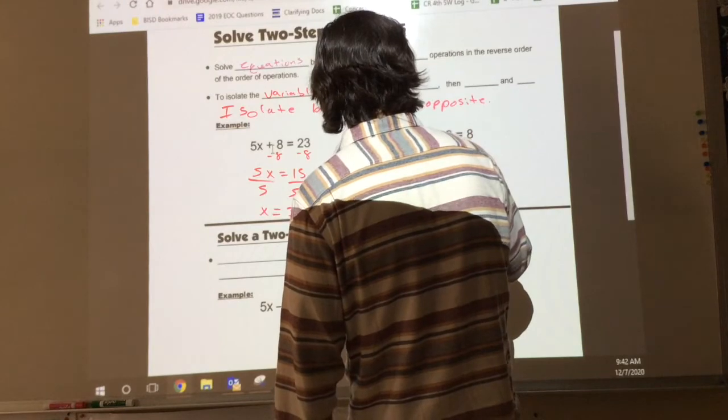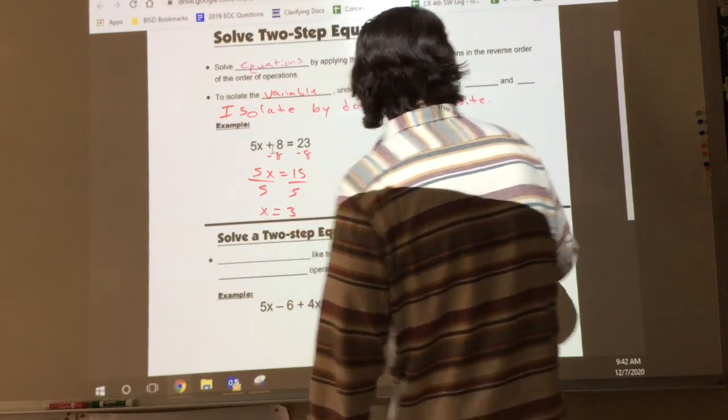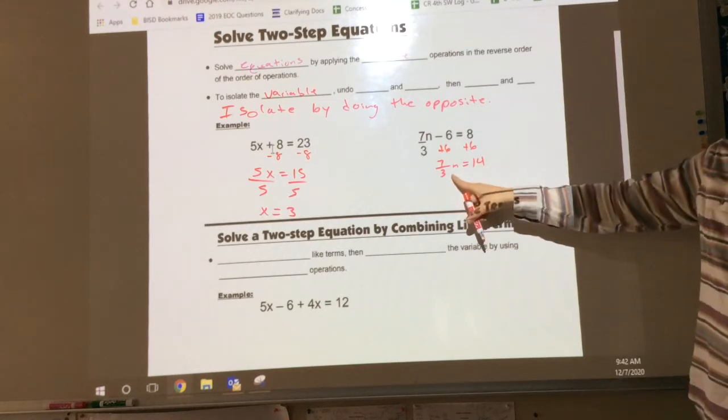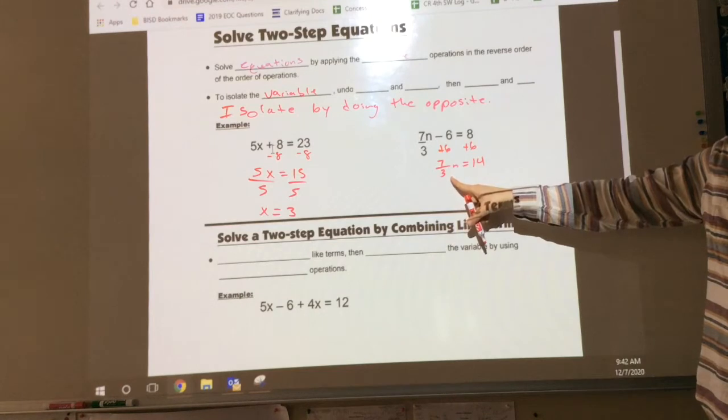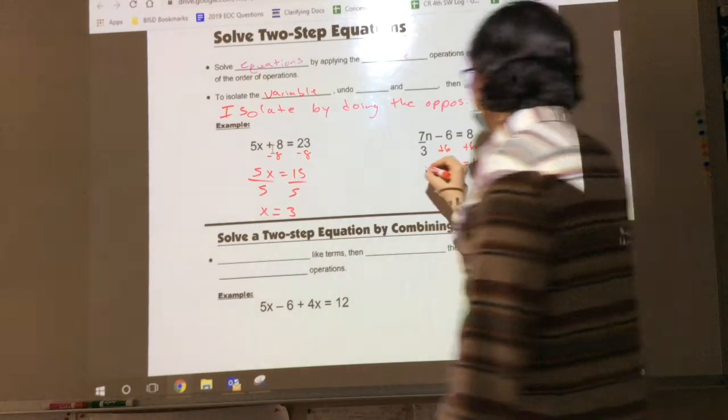So now I've got 7 over 3n is equal to 14. That was one step. Now we're on the second step. This is just like our warm-up. What do you have to do when you have a fraction? What do we need to do to this? We got to flip it to make it 3 over 7.